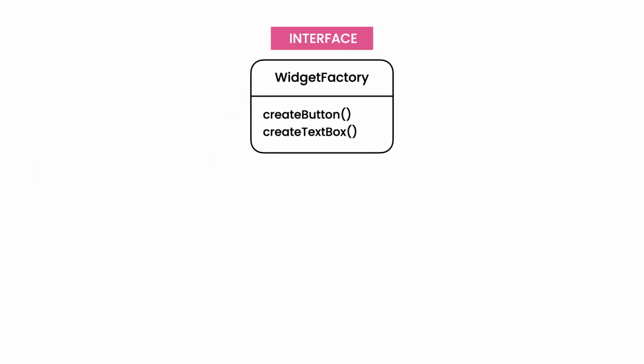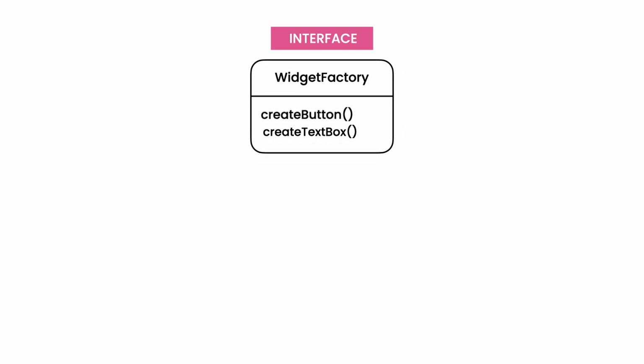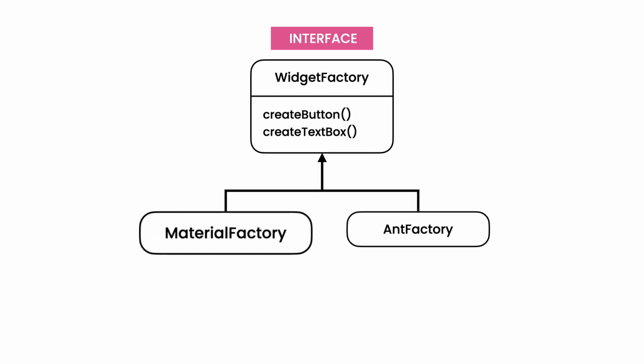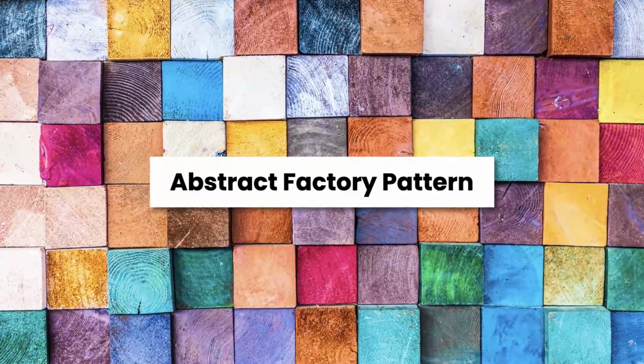In our project, we're going to introduce a new interface called widget factory with methods like create button and create text box. Each method here is a factory method, whereas the widget factory itself is an abstraction. It's an interface, okay? Now that we have this interface, we can create concrete implementations of it like material factory and ant factory. Material factory only knows how to create material design widgets, whereas ant factory only knows how to create ant widgets. So this is what we call the abstract factory pattern.